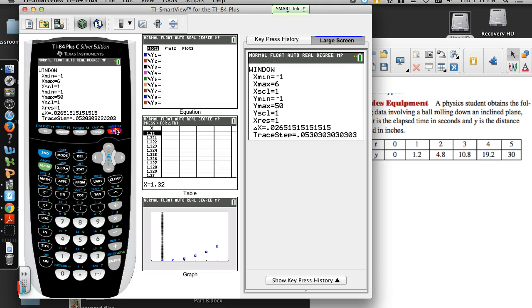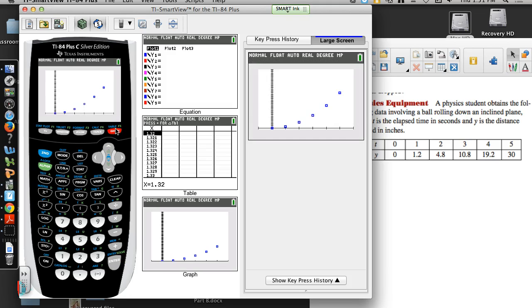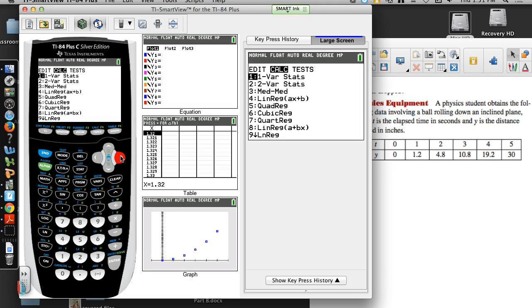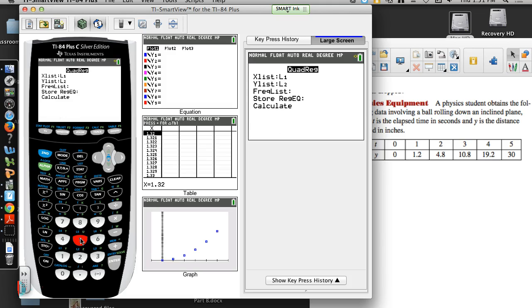Y and graph. And we do see a curve. And if you look back in your notes, we were told that this experiment will always produce parabolas. This will always be a squared in nature, which is a quadratic. So we need to do quadratic regression. We'll go into stats and arrow right once. And down at number 5 is quadratic regression.